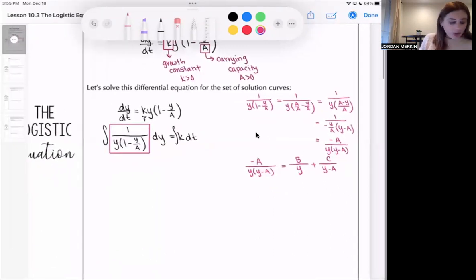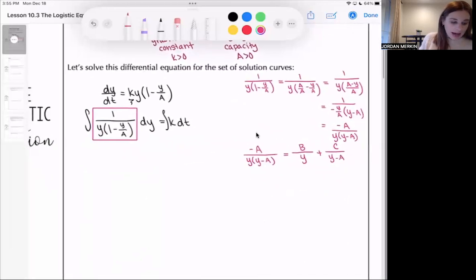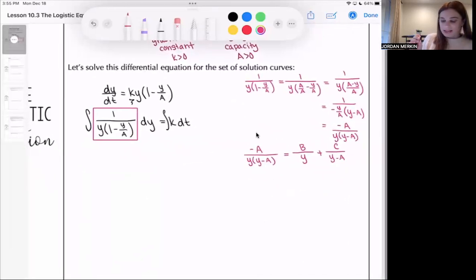The way we do this with partial fractions is we can essentially find our common denominators. So I'd take B over Y and multiply by Y minus A over Y minus A, and then take C over Y minus A and multiply by Y over Y. I'm going to throw some parentheses around that. So I end up with negative A equals B times Y minus A plus C times Y.